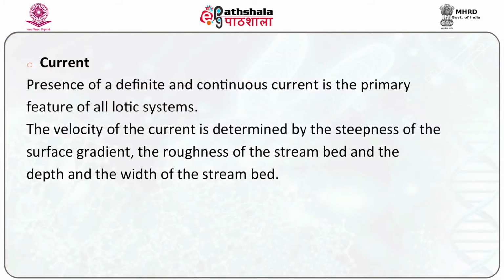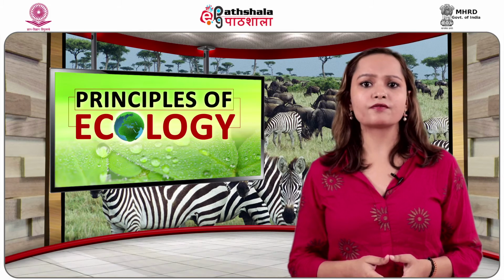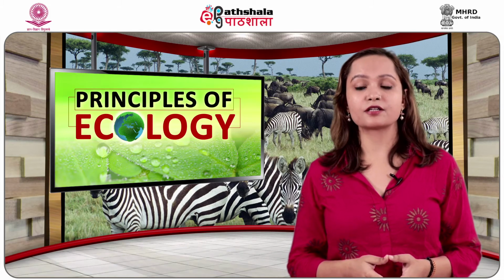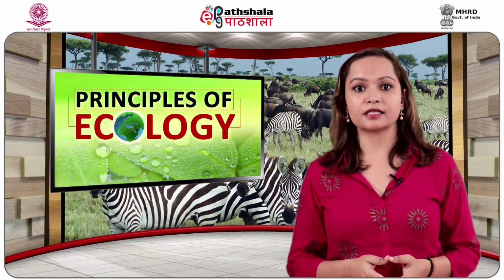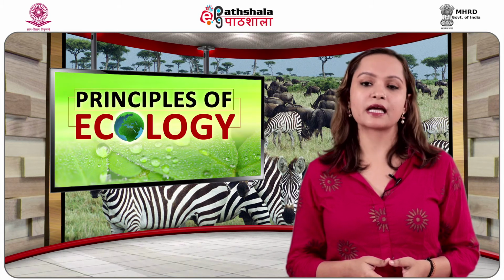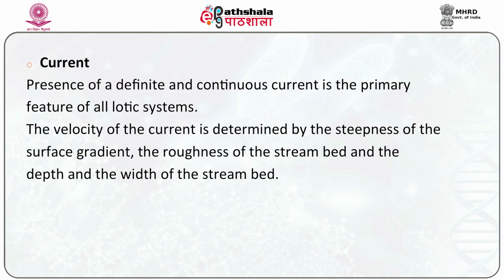Current. Presence of definite and continuous current is the primary feature of all lotic systems. However, the velocity of the current varies greatly in different parts of the stream, both longitudinally and transversely to the axis of flow, from one time to another. The velocity of the current is determined by the steepness of the surface gradient, the roughness of the stream bed, and the depth and the width of the stream bed.